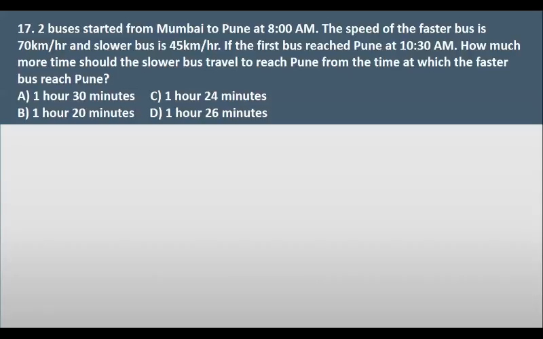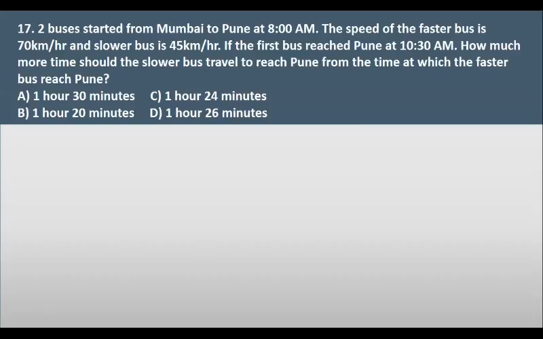Here the scenario is that two buses leave to Pune from Mumbai at the same time. But since one bus is faster than the other, the faster bus reaches early. We need to find out how much more time the slower bus takes to reach Pune compared to that of the faster bus. I hope the whole situation that is given here is clear to each and everyone. Now let us look at the approach to solve the problem.